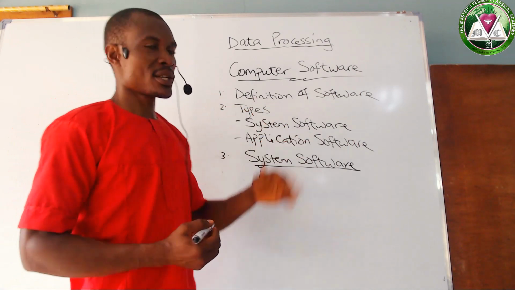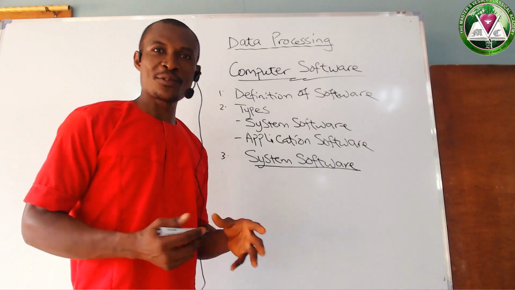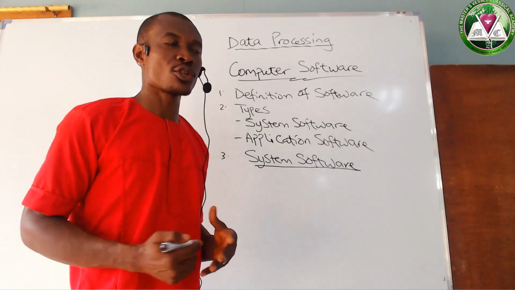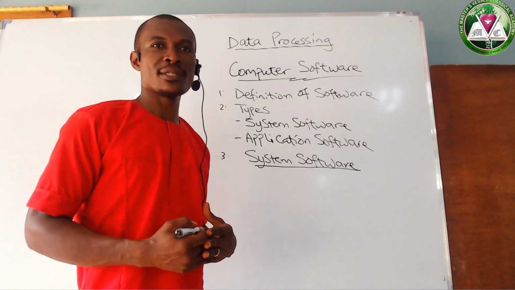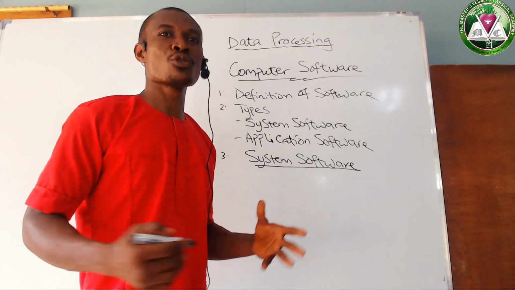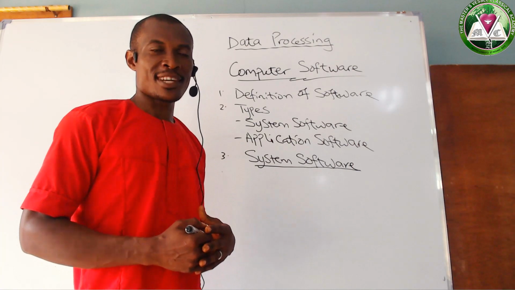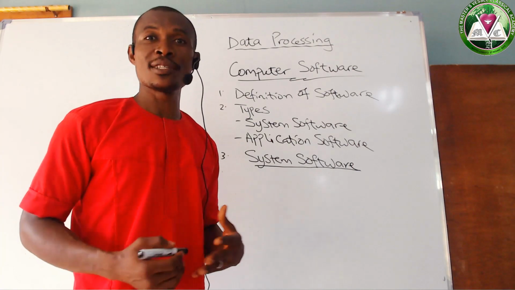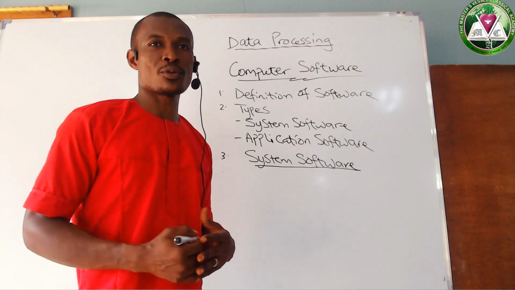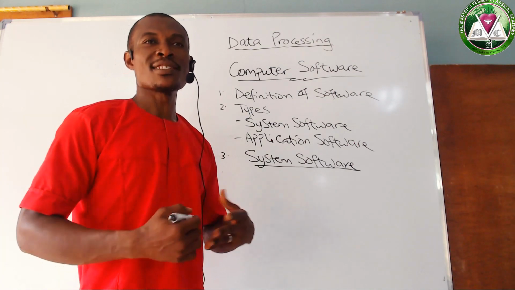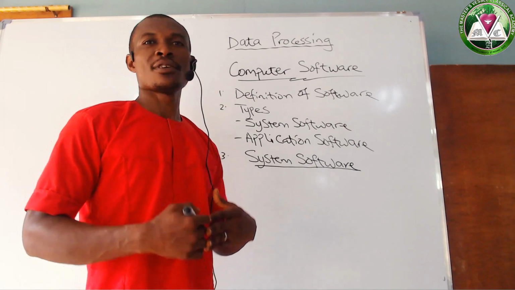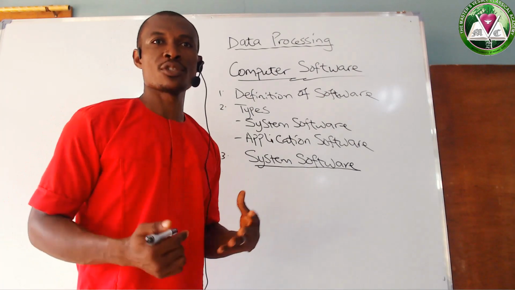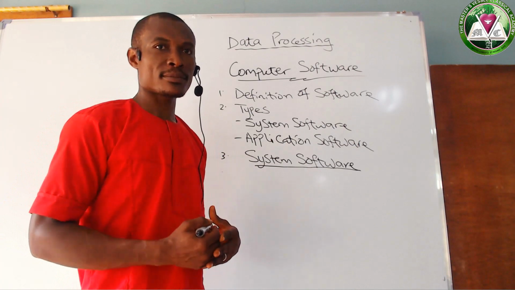Now, what is computer software? Computer software is a set of programs or a set of instructions that, when executed, tells the computer what to do. So we can say that software is a set of instructions that controls the functions of the computer.